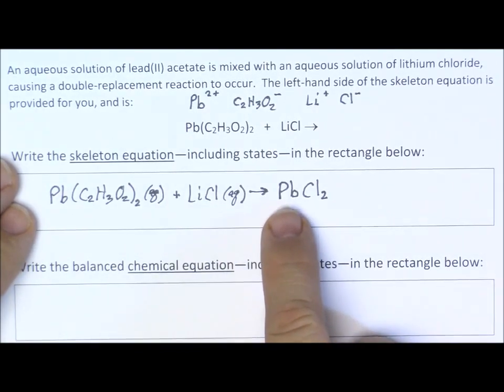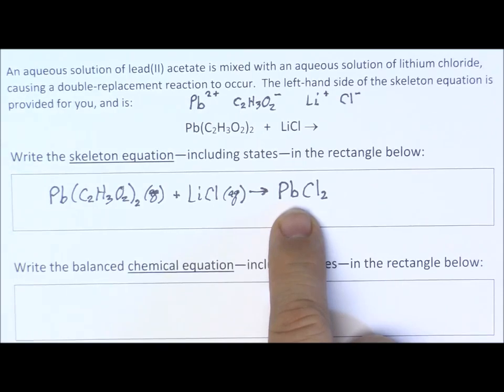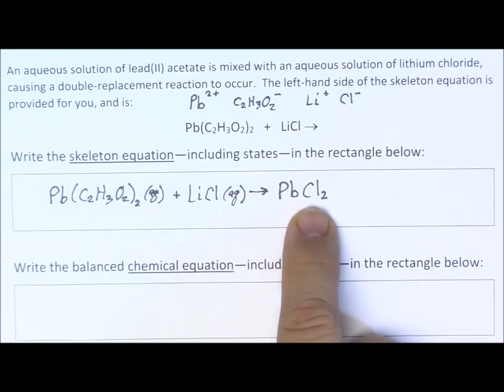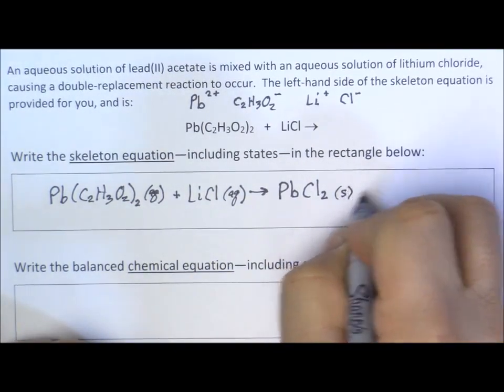Being a compound of lead, we certainly believe it will not be a gas or a liquid. It's a salt, so it's most likely either going to be a solid or a solid that dissolves in water, which would make it aqueous. Referring to our solubility rules for ionic compounds, we see that chloride salts tend to be soluble, except for compounds of silver, lead 2, and mercury 1. Well, that's lead 2, so this lead 2 chloride is insoluble, meaning it's a solid, and it will precipitate out. So let's put solid there.